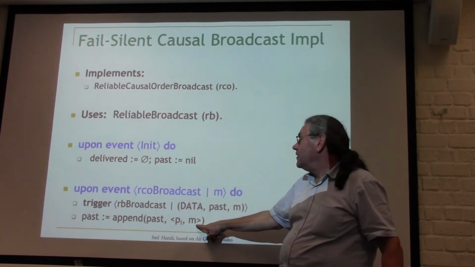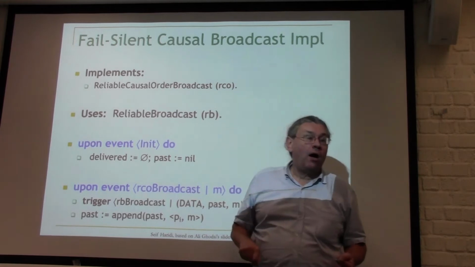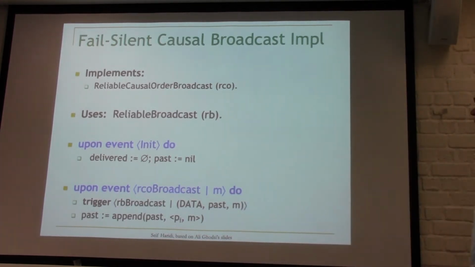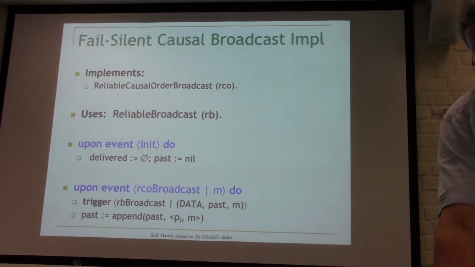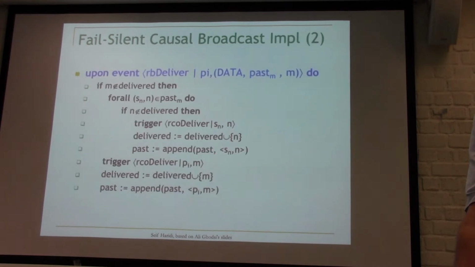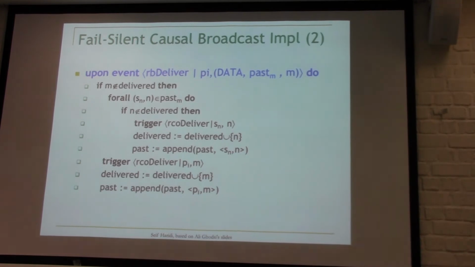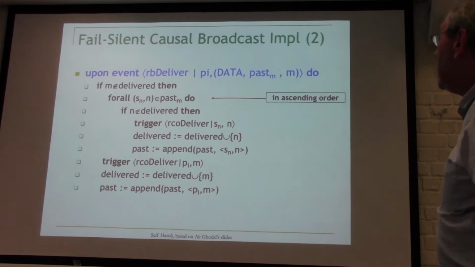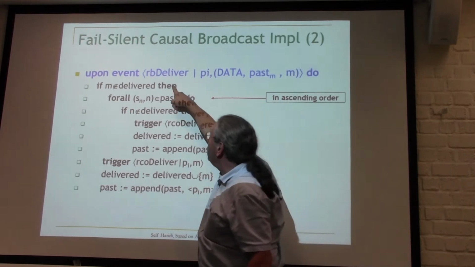The past list is always growing. Anytime I have a message causally connected to the broadcast, I'm going to add it to the past. Okay, I have one more page of code, and that's it. This is the whole code. If I get an RB deliver, then I have to do stuff. The RB deliver coming up here: first of all, I only do something if M has not been delivered yet. So there's this big if here.